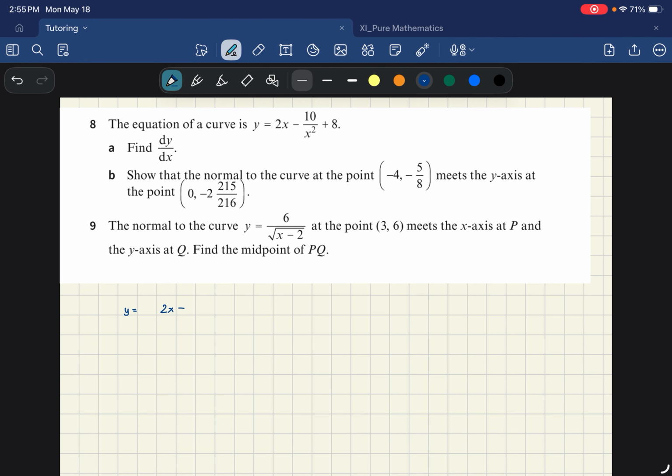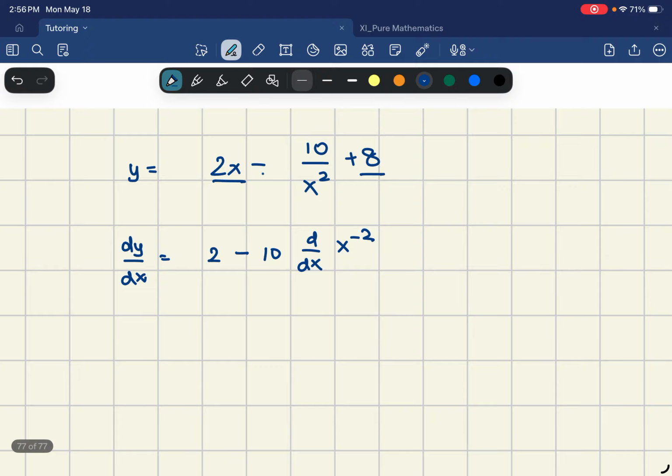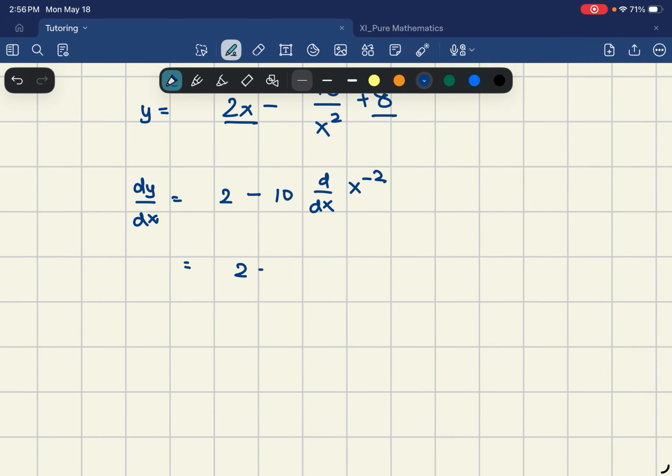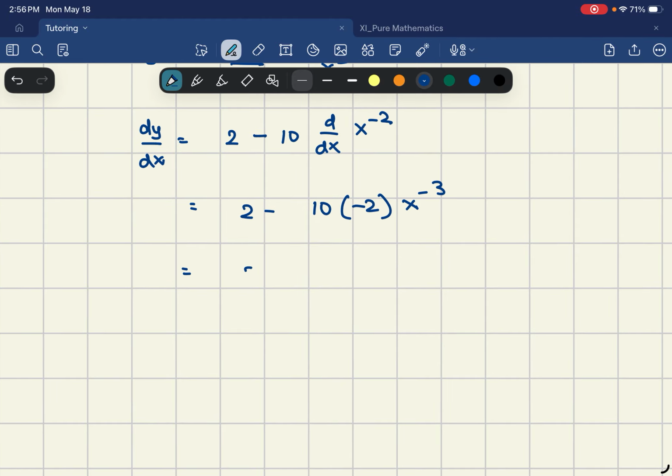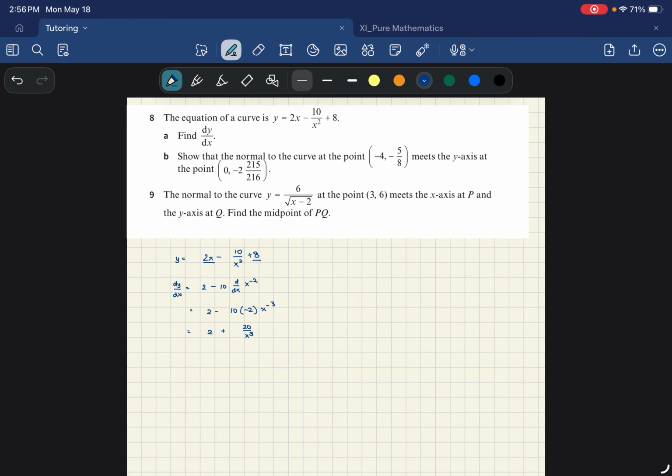y is 2x minus 10 over x squared plus 8. dy by dx is going to be 2, right? If you differentiate this, you get 2. If you differentiate this, you're going to get 0, so I'll ignore it. Minus 10, and then I have to differentiate x to the power minus 2. I keep the sign, bring this 10 out and differentiate 1 over x squared. So I'm going to get 2 minus 10 times minus 2 x to the power minus 3. So this is going to be my derivative, that is dy by dx.